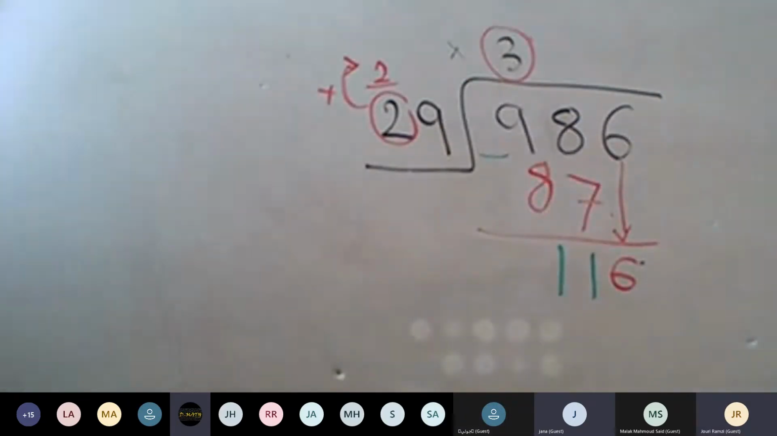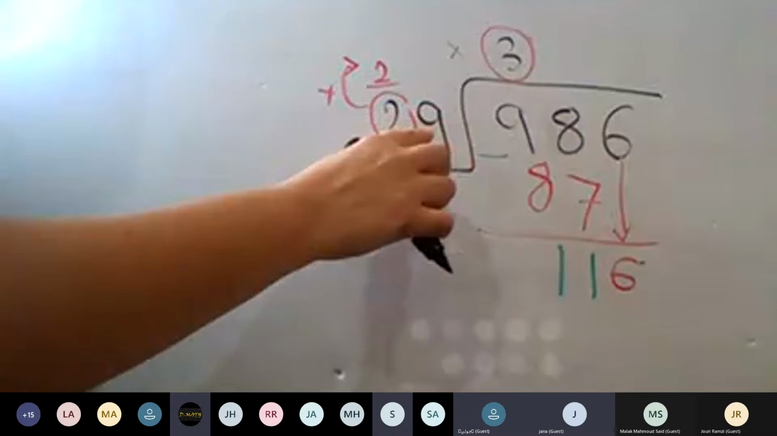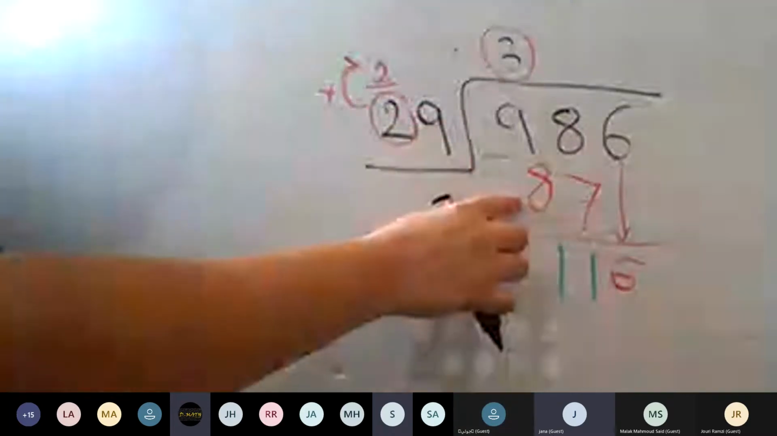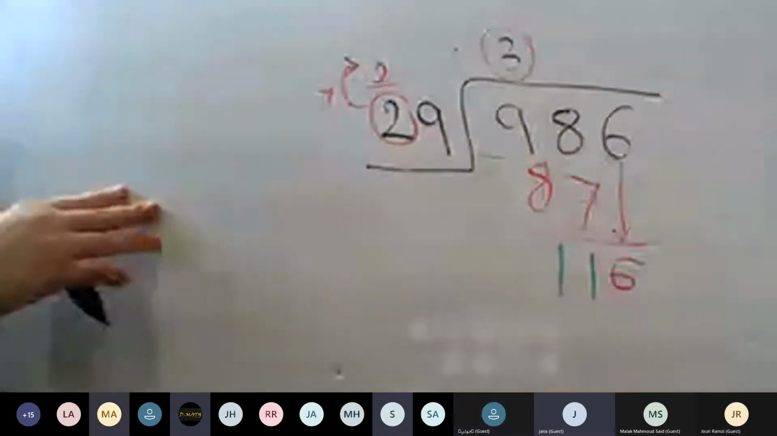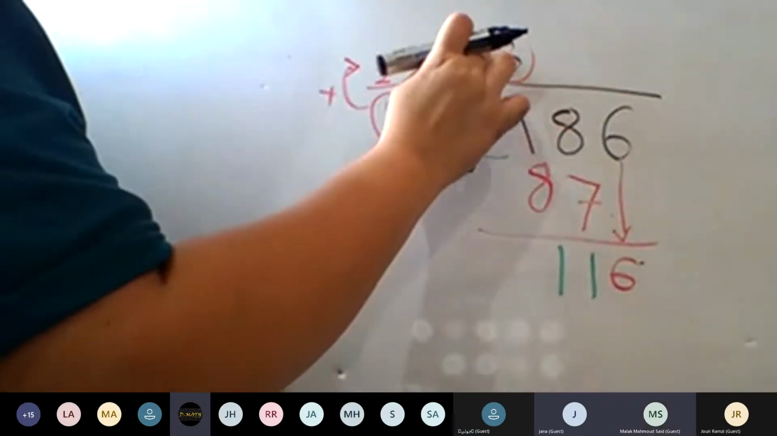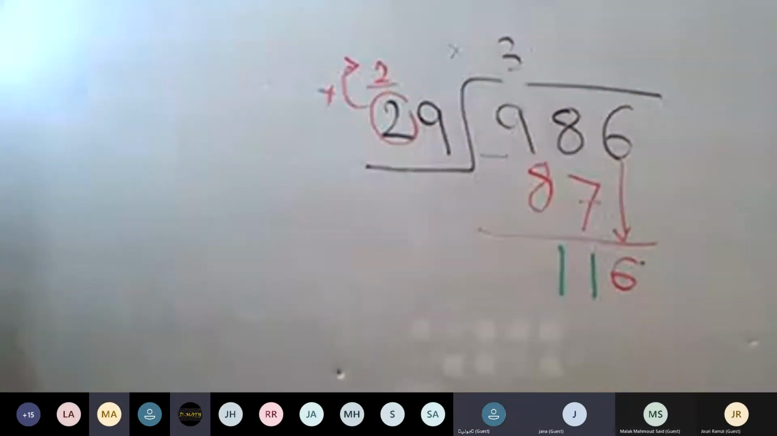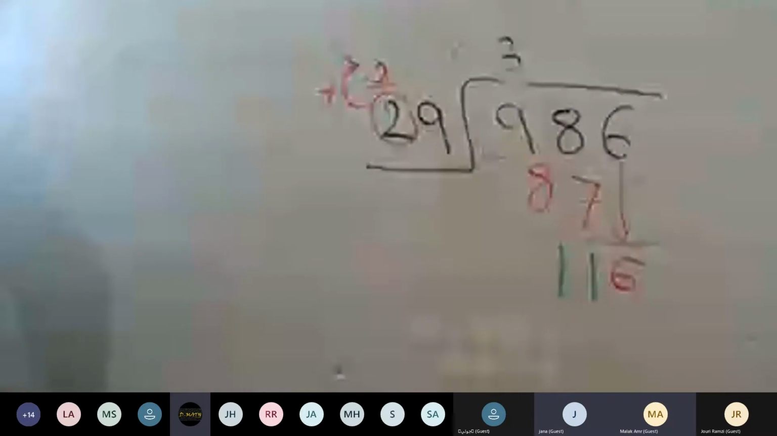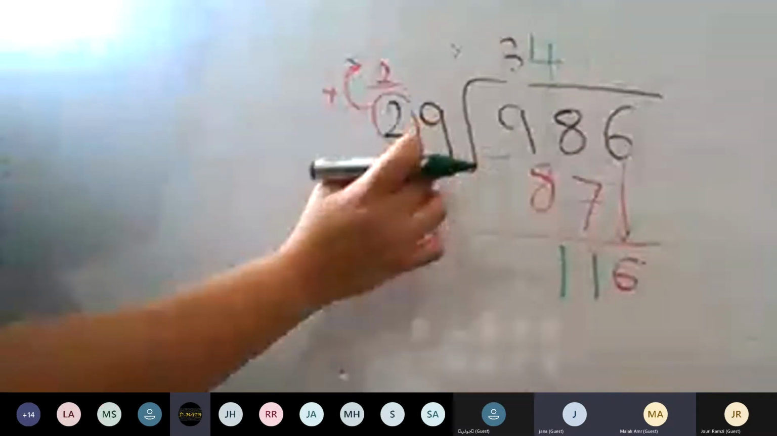Now, 8 times 29 plus 87. This is number 4. Then multiply 4. Let's try number 4, and then it will be 116 exactly.